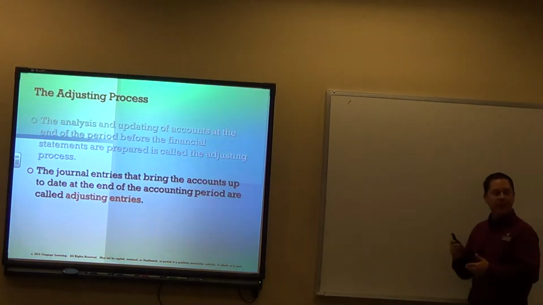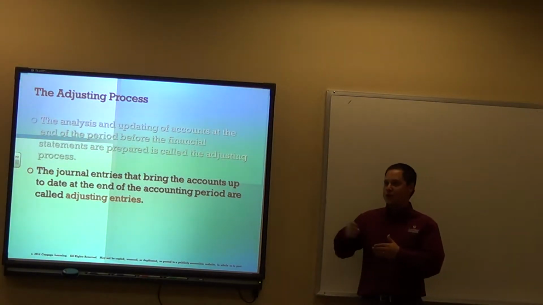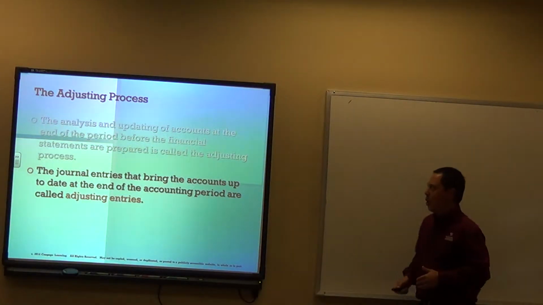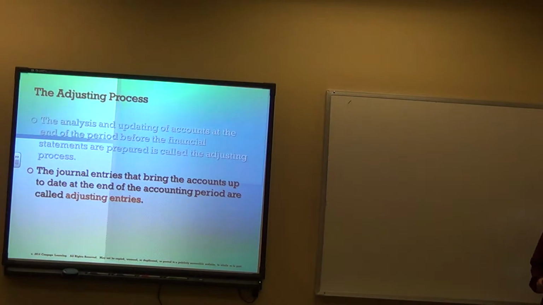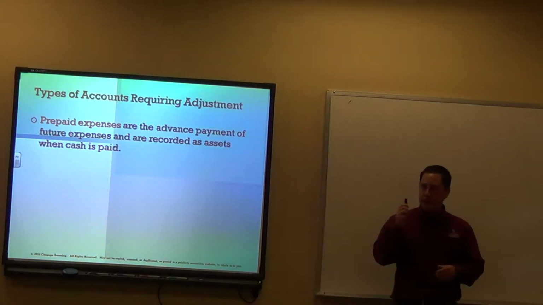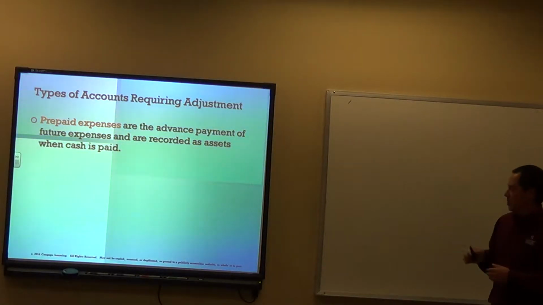There's not a lot of accounts, so don't stress out. We don't have to adjust all these accounts, just a certain number of them. We'll take a look at all the different ones, especially towards the end of the chapter. Now, the prepaid expenses are where we'll have to make some adjustments. So let's start with that.